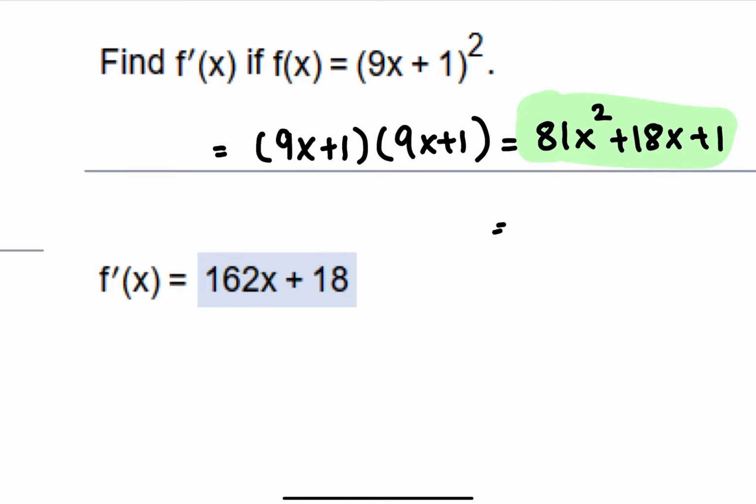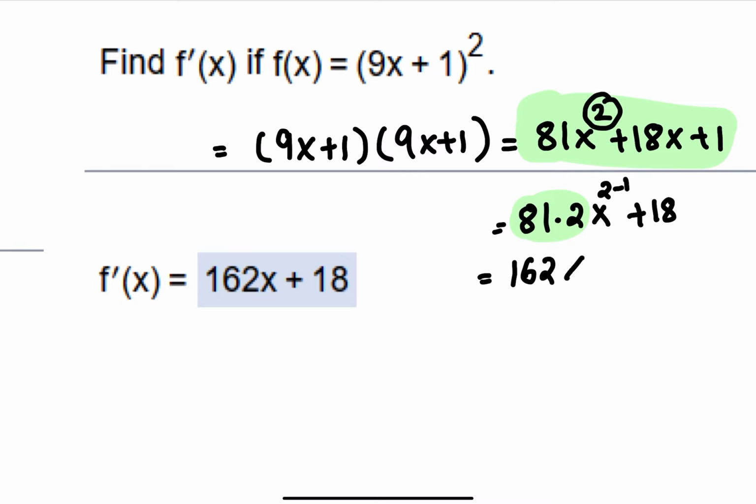So this is going to be 81, the derivative of x squared is 2, x to the power 2 minus 1, plus 18. The derivative of x is 1, so I don't have to write that down. When I simplify this, 81 times 2 is 162, x to the power 2 minus 1 is x to the power 1, plus 18. And that is your final answer. As you can see, the answer matches, and there you have it.